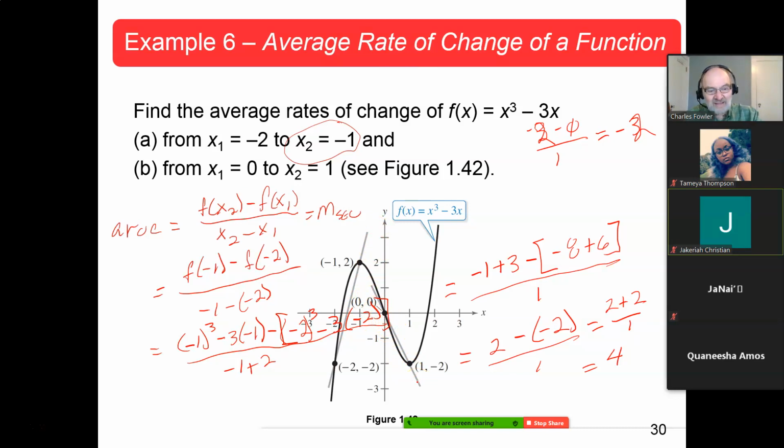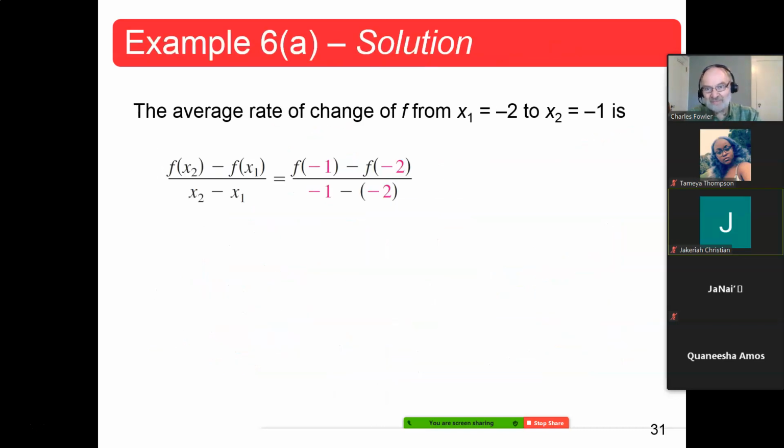Okay. Let's see how they did it. They probably won't make that same silly mistake. So here they did from the first. The x1 is negative 2. The x2 is negative 1. So f of x2 is f of negative 1 minus f of x1, which is negative 2, and divided by x2, which is negative 1, minus x1, which is a negative 2. So it's a minus 2. All right.